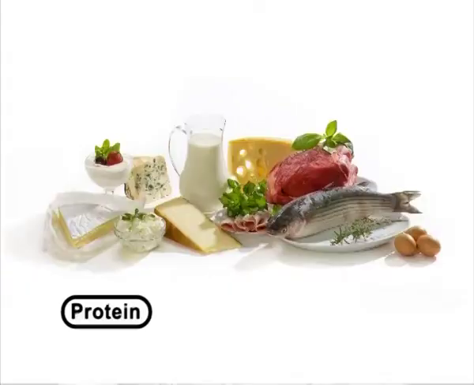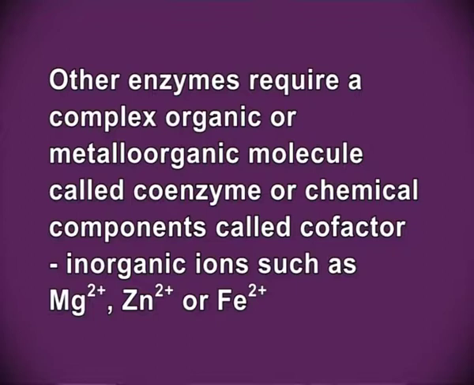If an enzyme is denatured due to external factors or degraded into smaller peptides or amino acids, it usually loses its activity. Some enzymes are completely made up of protein and do not require any functional group for catalyzing the reactions. However, other enzymes require a complex organic or metalloorganic molecule called coenzyme or chemical component called cofactor, inorganic ions such as magnesium, zinc or iron.